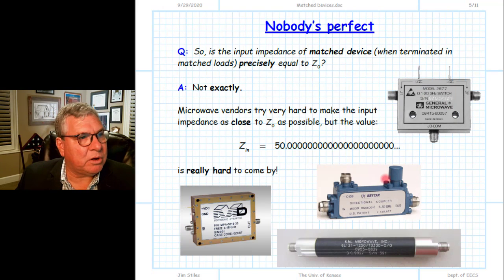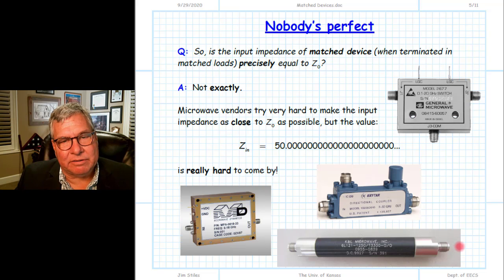So here's some photos of matched devices. This is a filter, and you can see it has SMA connectors here. Actually, we'll find out later a filter isn't always matched, but at least in the passband of the filter, we'll find it behaves like a matched device.